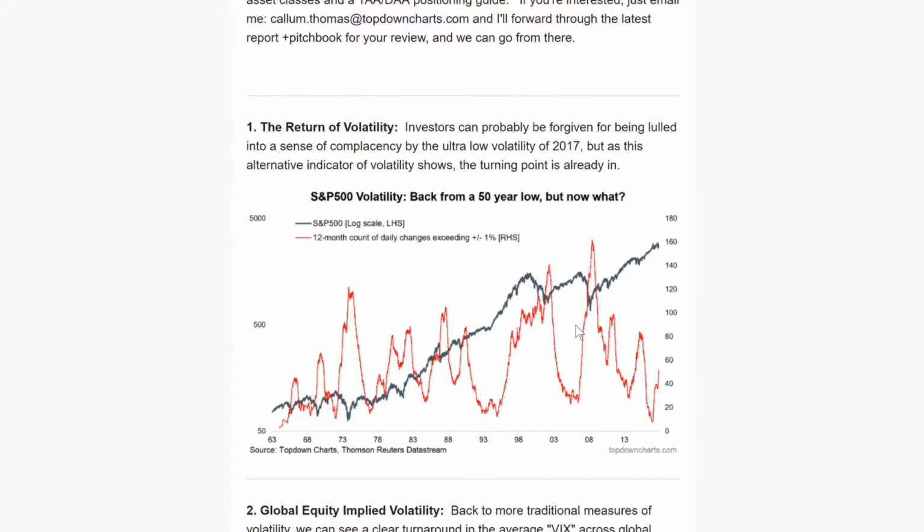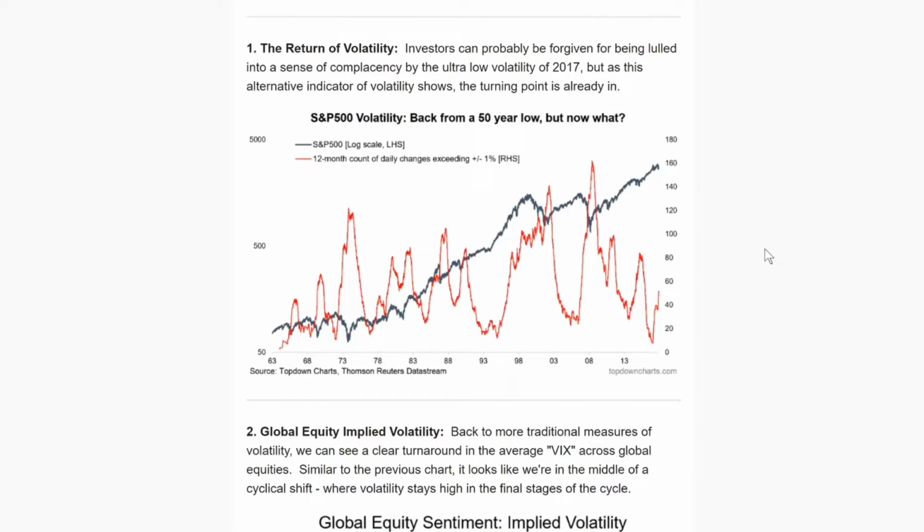We'll get straight into it. The first one here is the return of volatility. And this chart here is kind of a different one. The red line here is a 12-month rolling count of daily percent changes in the S&P 500 which exceeded plus or minus 1%, so moves greater than 1% either way. And you can see there that after making a 50-year low about the turn of the year, volatility is back.